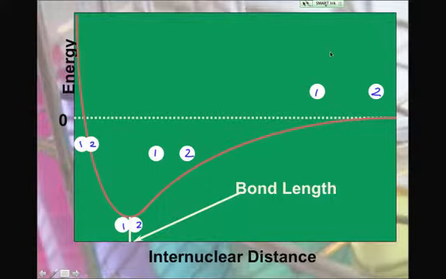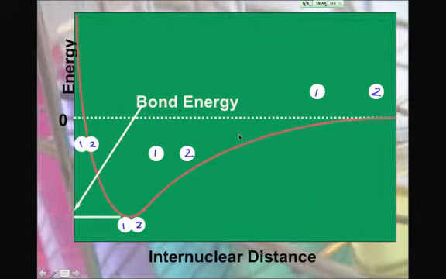So I've marked that spot here. The internuclear distance right at that spot is called the bond length, and the amount of energy that corresponds to that distance is called our bond energy. So right there, that's where the electrons are all happily attracting towards the nuclei of the other atom, but not repelling each other too much.